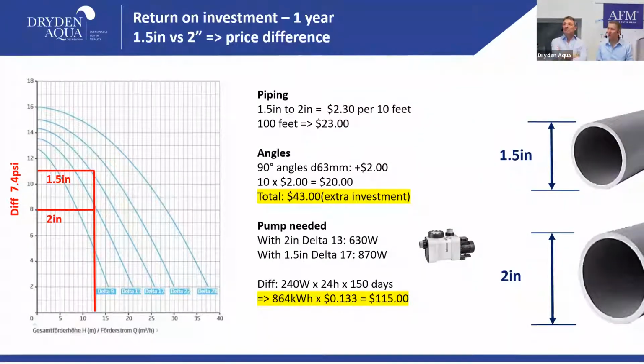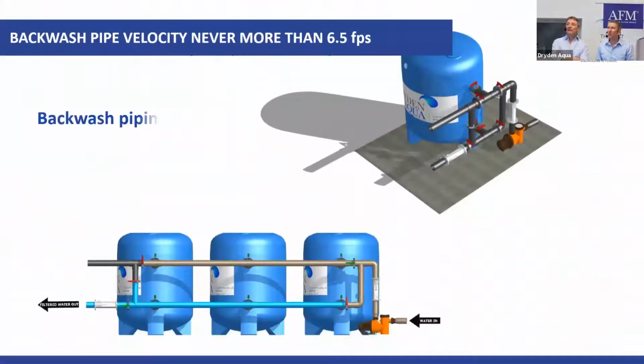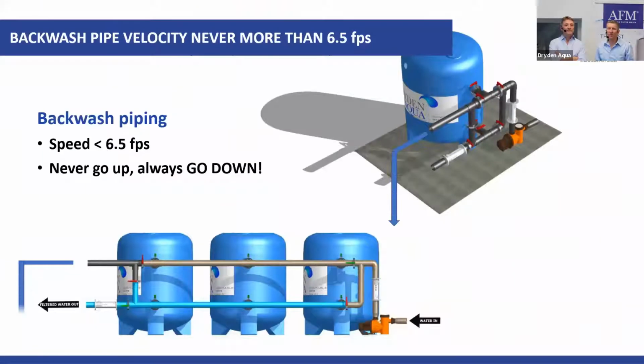So let's go on. We move on. I'm getting thirsty. Yes. So backwash pipe velocity, we mentioned no higher than 6.5 feet per second.